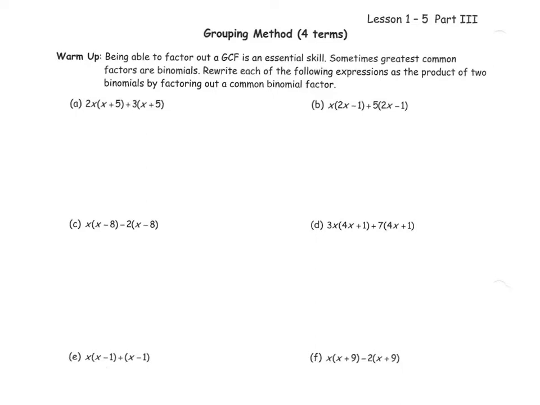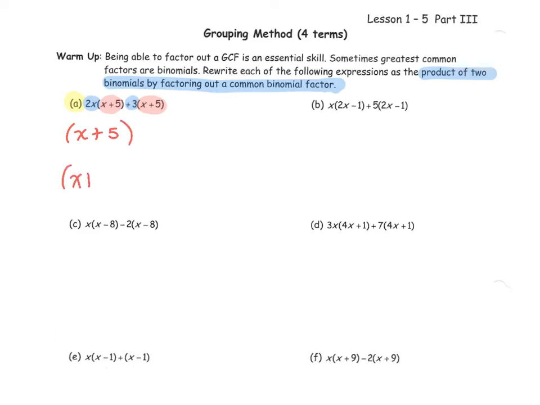So we're going to write out each of the following expressions as a product of two binomials by factoring out the common binomial factor. So really, what the heck does that mean? Well, if we look at the first one, part A, we'll do together. We have 2x times (x plus 5) plus 3 times (x plus 5). The 2x and the plus 3, notice how they're both being multiplied by x plus 5. They share that factor. So I'm going to take out the x plus 5.